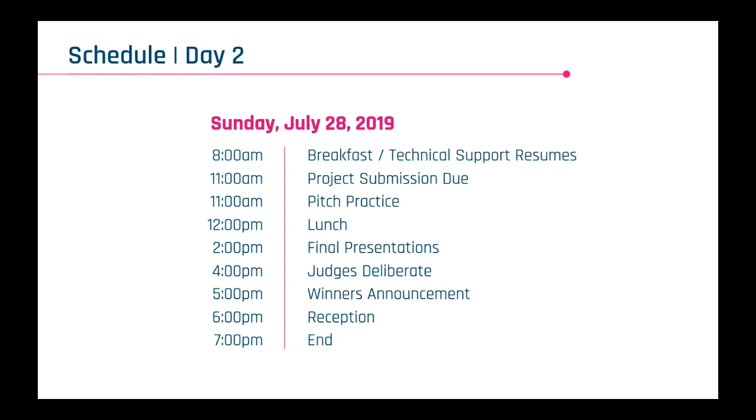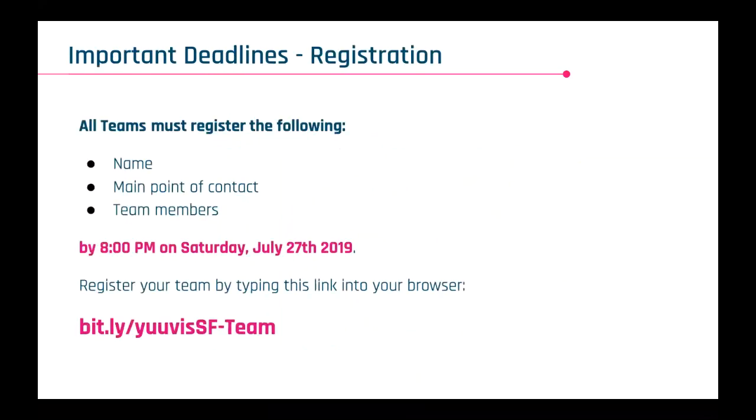So as we went through the schedule, I did mention 2 deadlines I wanted you to take note of. The first one is registration. All teams have to register their teams by 8 p.m. on Saturday, July 27th. The URL is noted on the screen for you. What you must submit is your name, your main point of contact, and your team members.